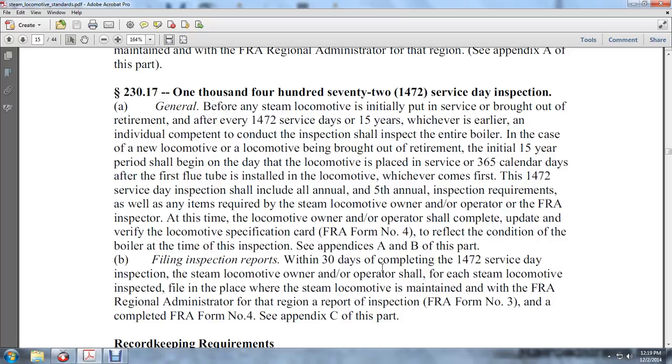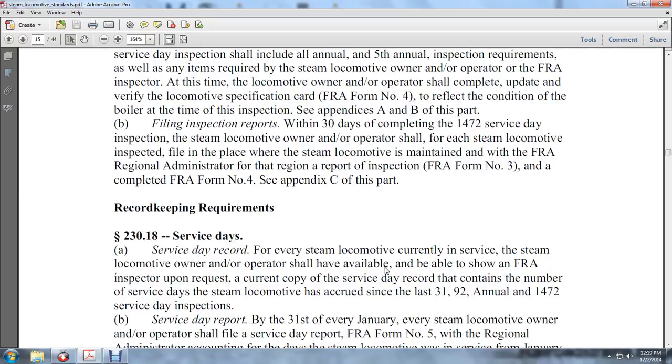(b) Filing section reports. Within 30 days of completion of the 1,472 service day inspection, the steam locomotive owner or operator shall, for each steam locomotive inspected, file at the place the steam locomotive is maintained and with the FRA regional administrator for the region a report of the inspection, FRA form number 3, and the completed FRA form number 4. See the appendix of this part. Recording requirements.